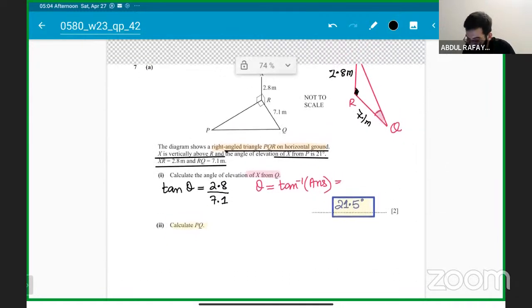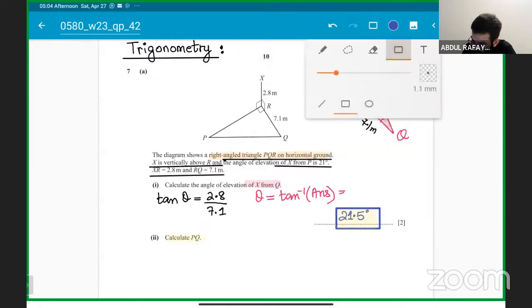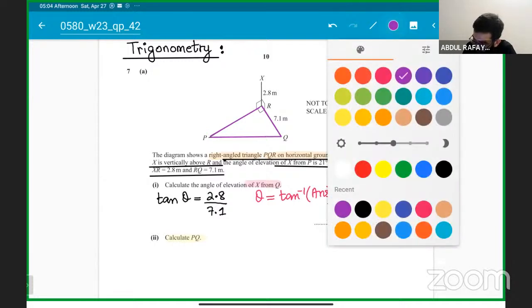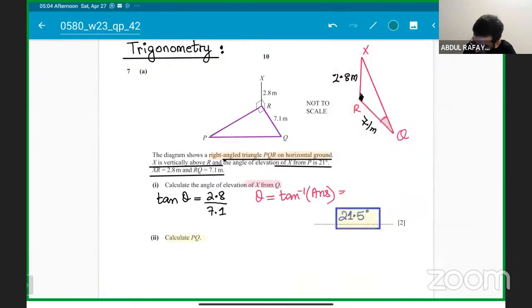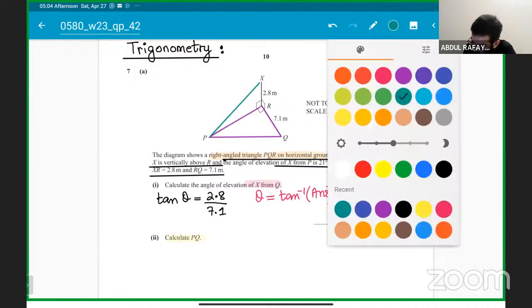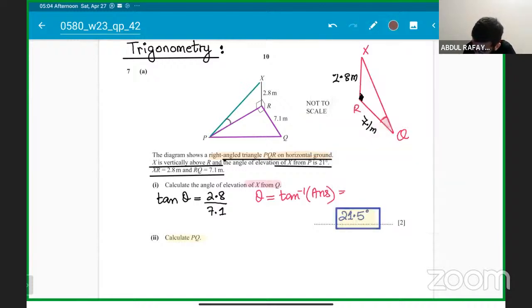In order to calculate PQ, we'll take this direct triangle, okay? Is everyone with me? Do we have PR? We don't have PR, but we have that angle, and we have basically RQ as well, so we can find PQ. Follow carefully, students, what we need to do. You have this angle, students, okay? The angle of elevation they have given from X from P is 21 degrees. So this is 21 degrees, okay? Everyone getting it? So use this opposite over the adjacent.